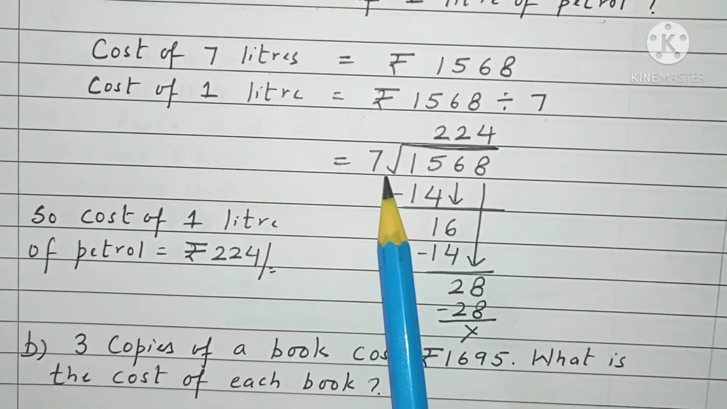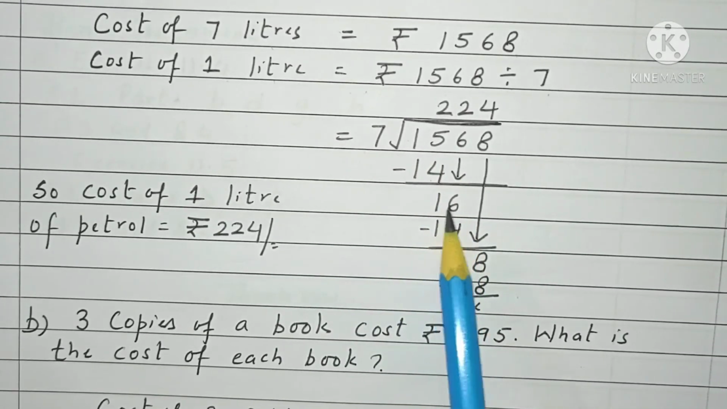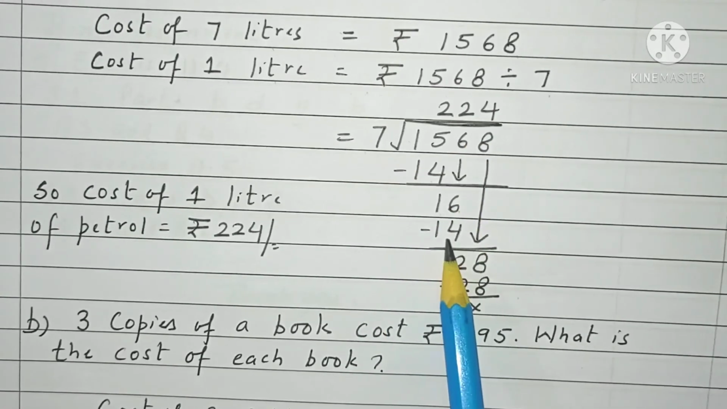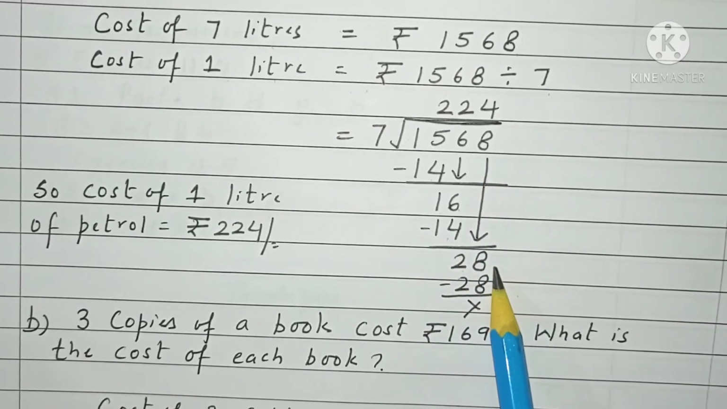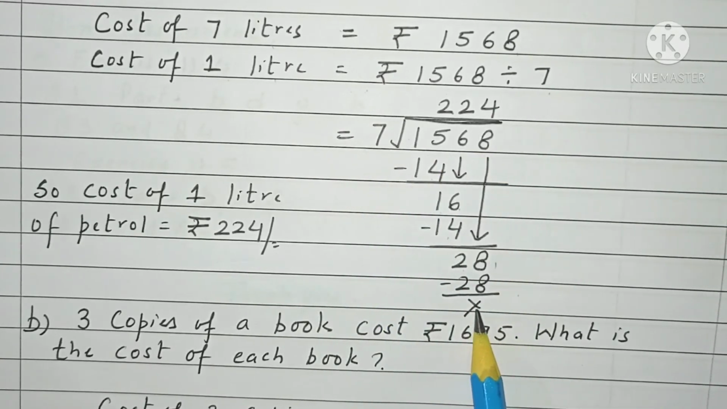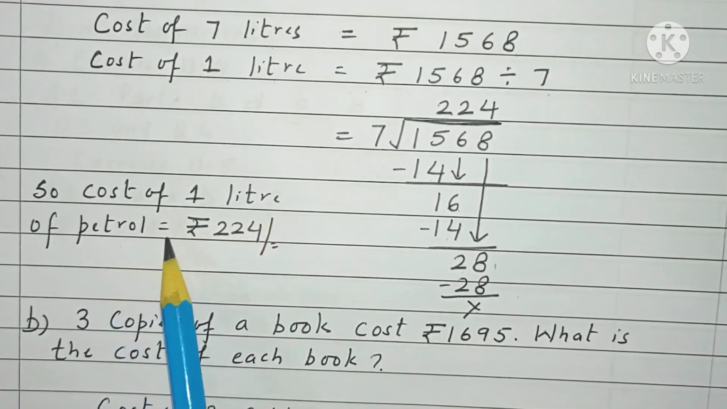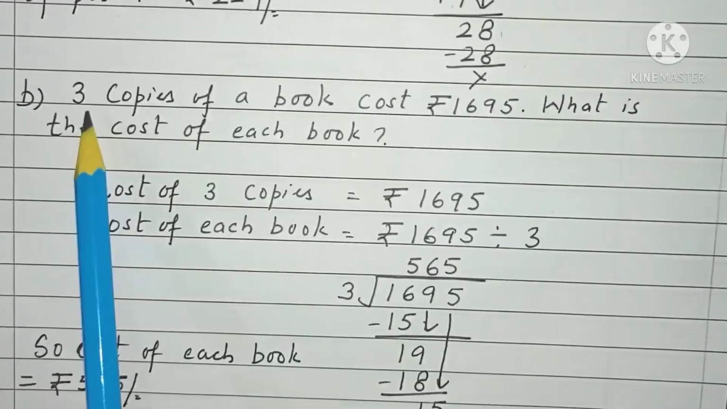So calculating it, 7 2s are 14. 15 minus 14 is 1. Putting 6 down, again 7 2s are 14. 16 minus 14 is 2. Putting 8 down, the number becomes 28, and in the table of 7, it is 7 4s are 28. So, cost of 1 liter of petrol is equal to rupees 224. See one more example.